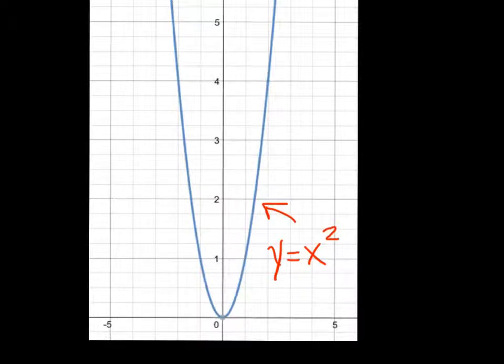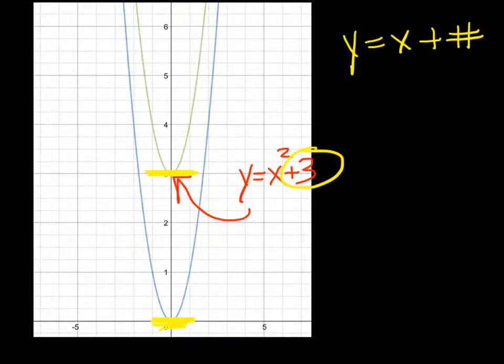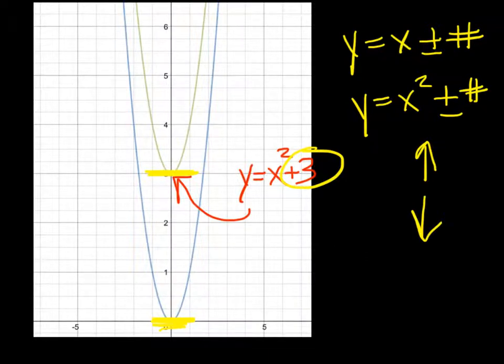But look what happens when I do this. When I add a 3 on the end of it, it doesn't move it left or right. It moves it up 3. It started down here at 0. When I add 3 to it here, it bumped it up 3. So if it's y equals x, and then we add or subtract some number from that, it moves it left or right. But if it's y equals x squared, and then plus or minus some number, then it moves it up or down.